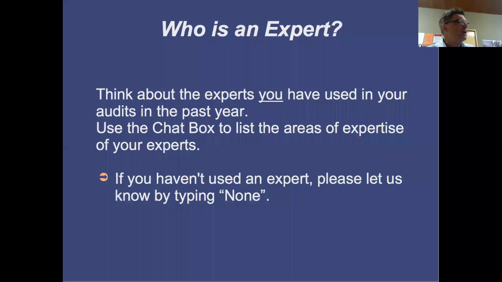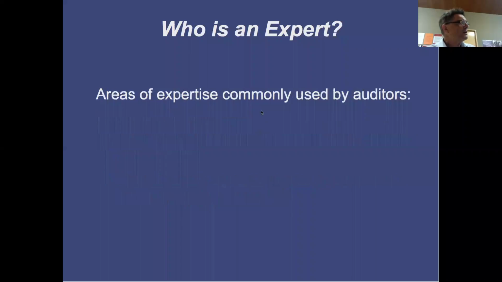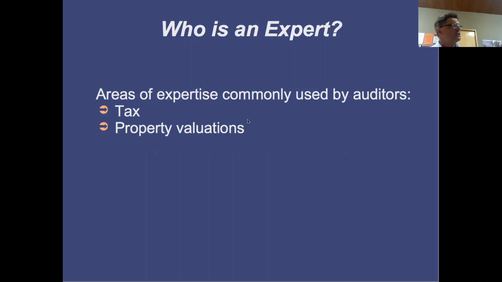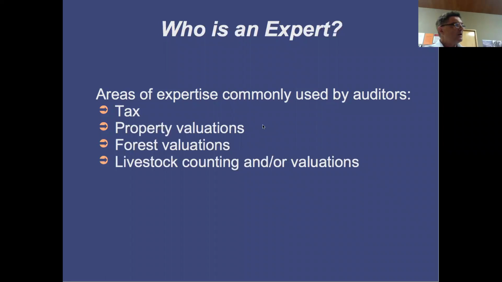Okay, we'll go back to the slides, and you probably don't have the next slide in your handout because I was very sneaky and I didn't let you cheat. So these are the areas of expertise that I was expecting. Tax, and yes, indeed, we got tax. Property valuations, value was unspecified. I'm expecting were probably property valuations. Forest valuations, yes, I guessed that one right. Livestock counting and or valuations.